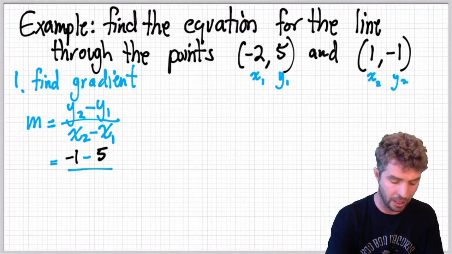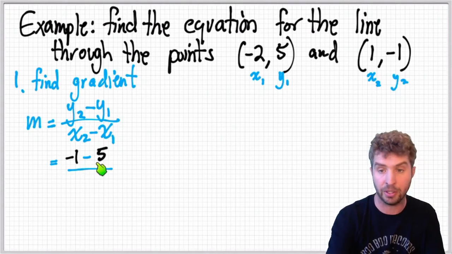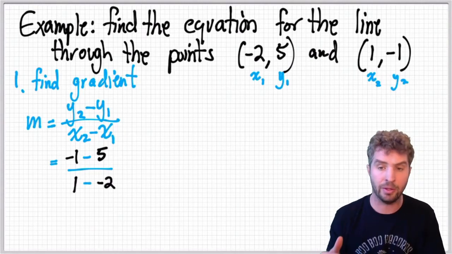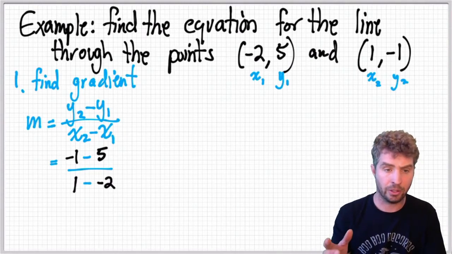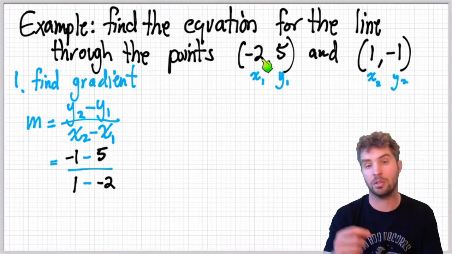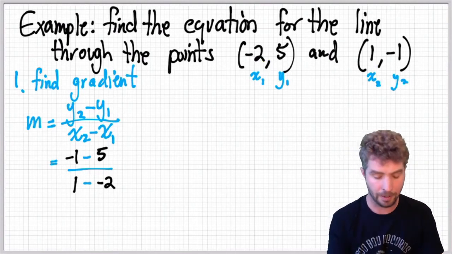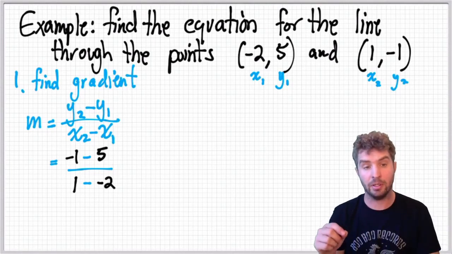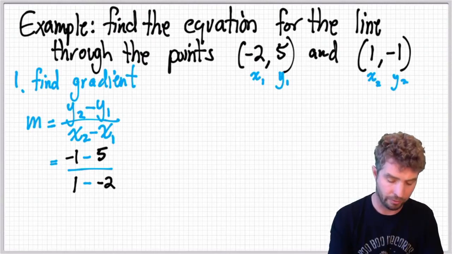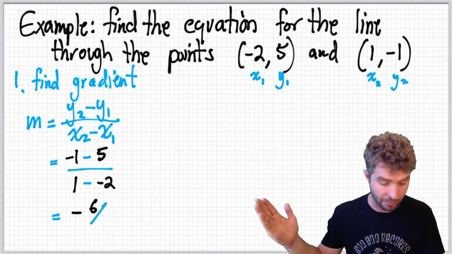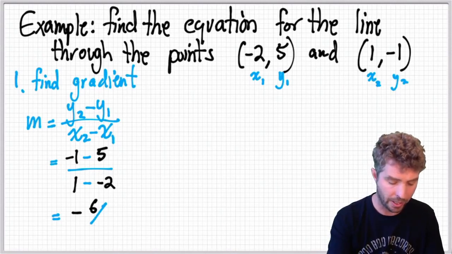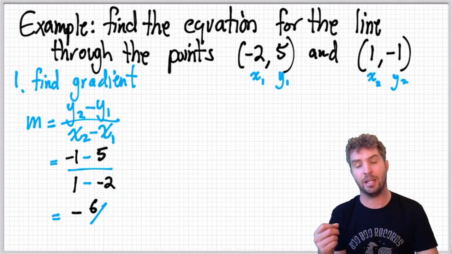So we've put in -1 minus 5 because those are our y coordinates, and then underneath, on the denominator of this funky fraction, we're going to put 1 take away -2 because those are our x coordinates. Well, -1 take away 5, you've got a negative number and you're taking more away, so it's going further negative, and so that's going to be -6. And then we have 1 take away -2, 1 minus -2.